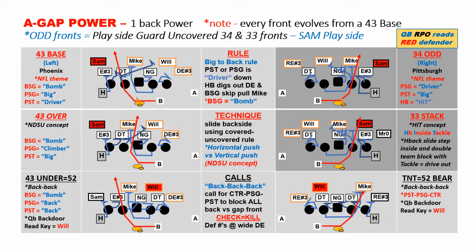You can see then on the left-hand side, we've got the different 4-3 front variations. And then on the right are the odd fronts. And the dark gray is the 34 odd, and then the 33 stack, both using the hit concept with that H back.